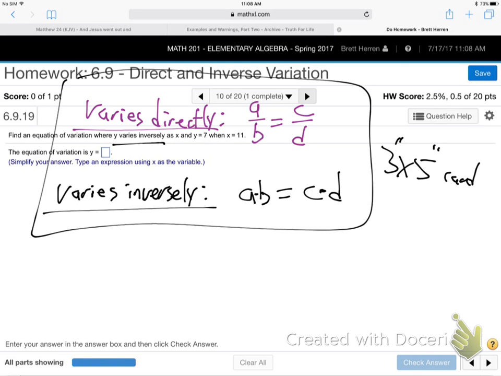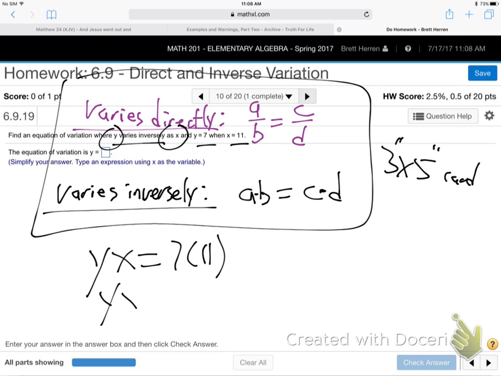Okay, so let's take care of it. They say y varies inversely as x. So y times x is 7 times 11. We're back to those kind where they're only giving us two numbers. Remember how we have a couple where they only give us two numbers?